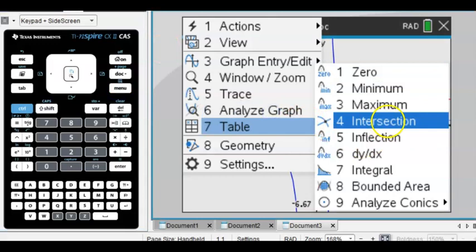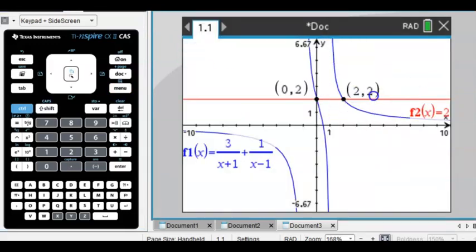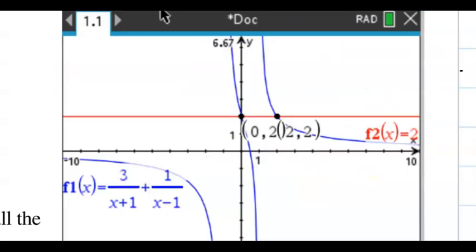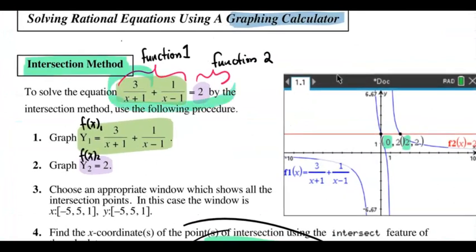And I'm going to go to Analyze Graph again and use intersection on the other one. And you can see here the x value is 2. Looking at our two coordinates, x then must be equal to 0 and 2 in this particular equation in order for this to be true.